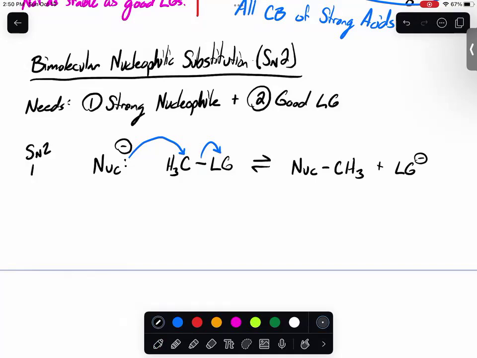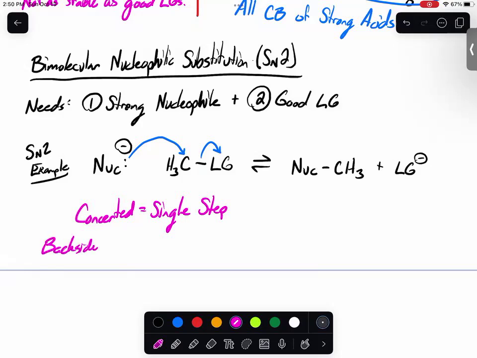All right. Here's the thing. It is a single step. So it is concerted, which essentially means a single step. And the other thing is it's a backside attack, which means that the angle of attack is 180 degrees to the leaving group, on the exact opposite side.